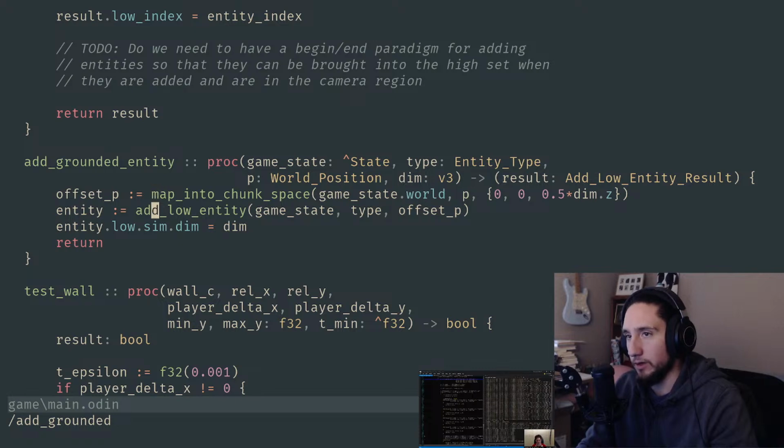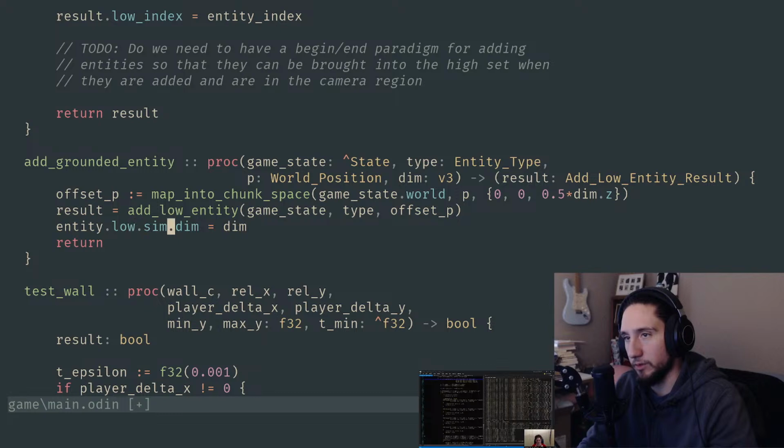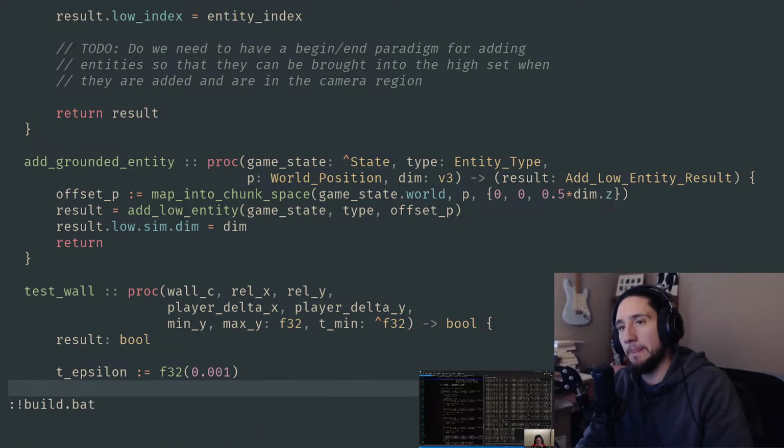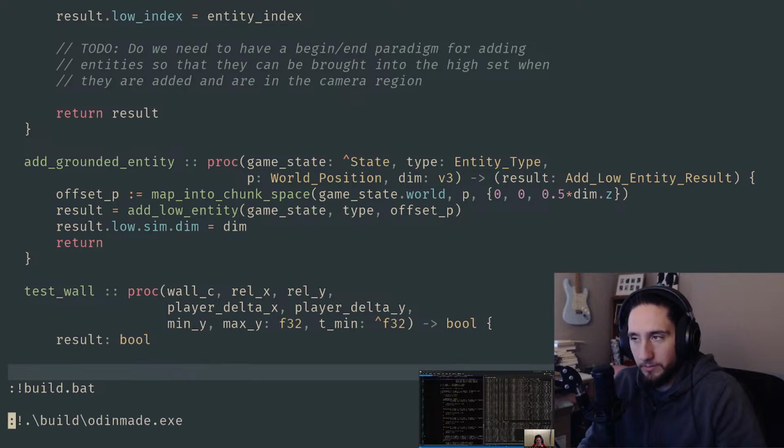That's in the world there. We do the add low entity. Yeah, there's just nothing. Oh, is it because? Oh. I think it's because, yeah, this should just be the result. Yeah, I think that's all that was. Please let that be the case.